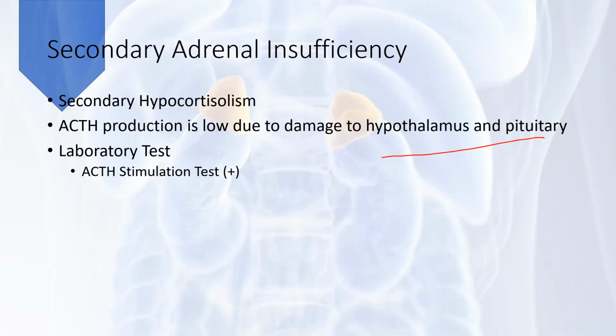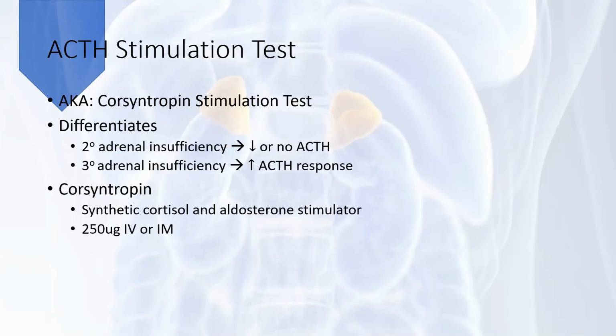Baka nagkameron ka na ng hypopituitarism. Kaya nagkameron ng problema sa iyong adrenal gland. It's production ng cortisol mo. Okay? The ACTH stimulation test is also known as the Corticotrophin stimulation test. Ito, it differentiates the secondary adrenal insufficiency from tertiary adrenal insufficiency. Bakit? Kapag secondary, decrease or no ACTH. Kapag tertiary, adrenal insufficiency, increase in ACTH, no response.